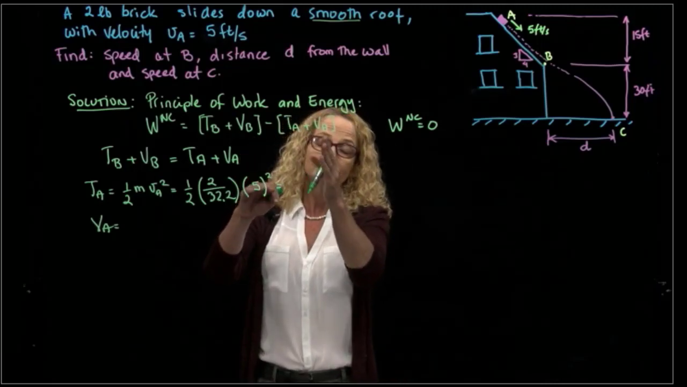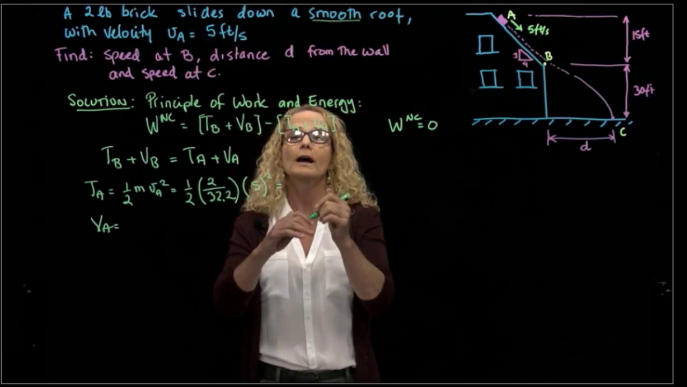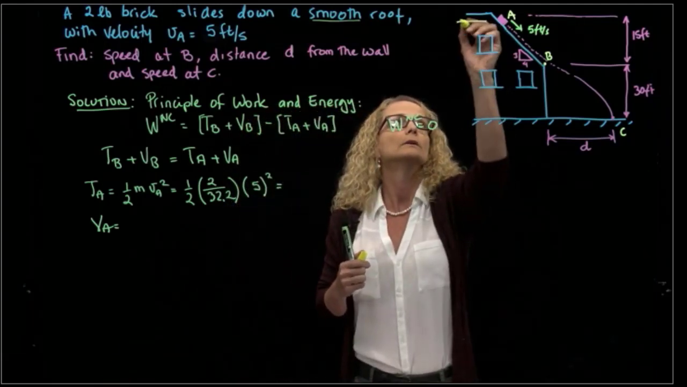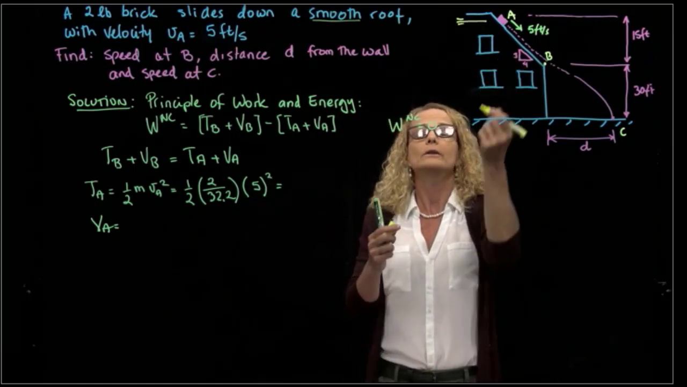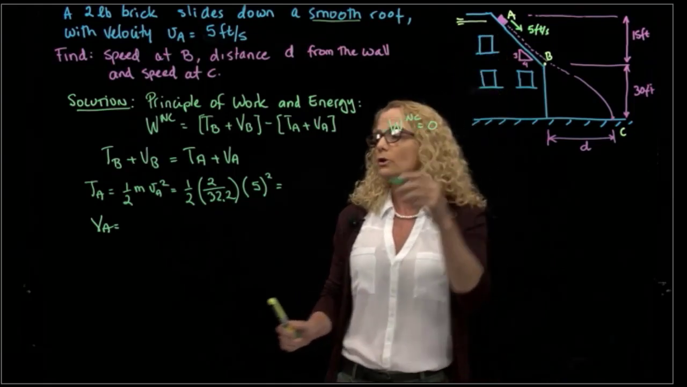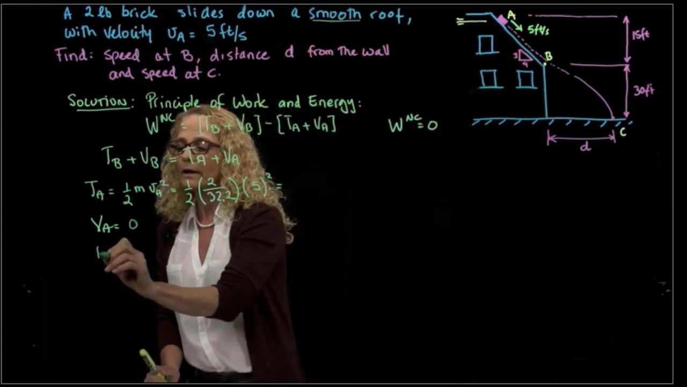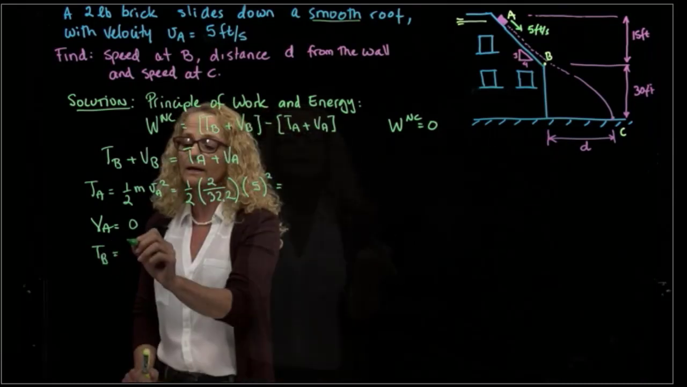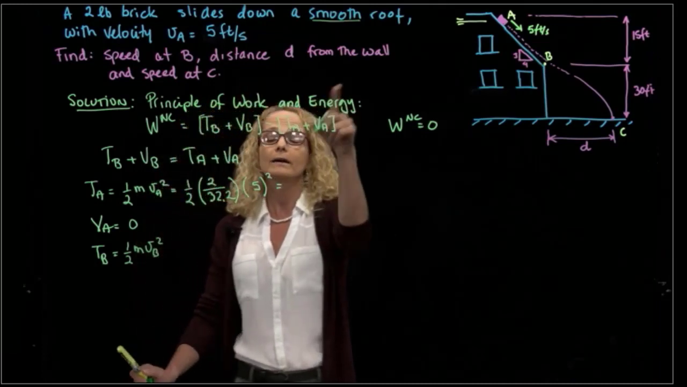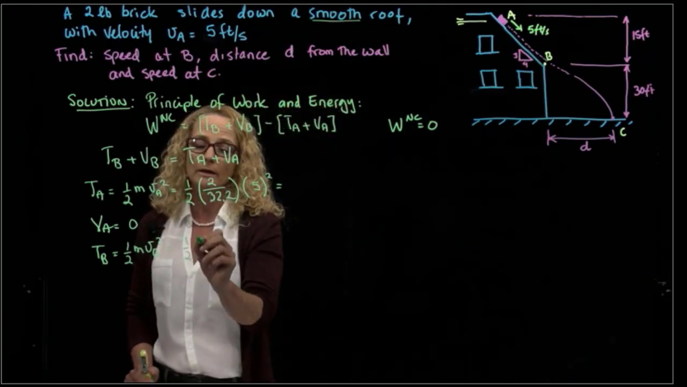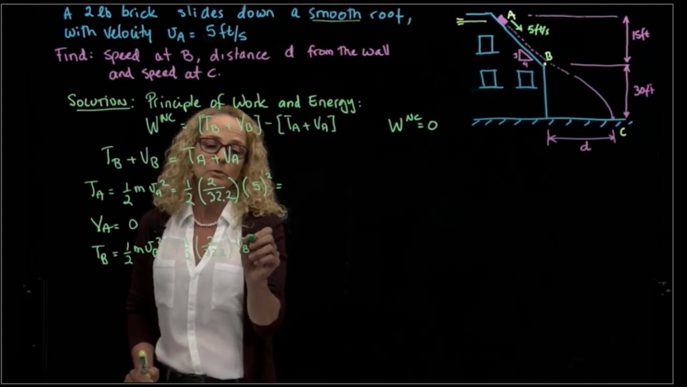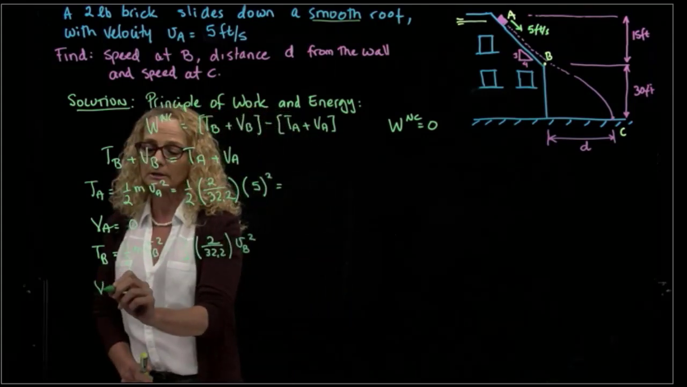Then I have the potential energy at A. Between the potential energy in the initial position and the final position there is a difference, so we have to put a datum, a reference plane. I'm going to put my reference plane over here. If this is my reference, I do not have any accumulated potential energy there, so I will say this is 0. Then I have the final kinetic energy, which is 1/2 mass times velocity at B. This is the one I want to find, so this is an unknown: 1/2, 2 over 32.2, times velocity B squared. And then I have the potential energy at B.